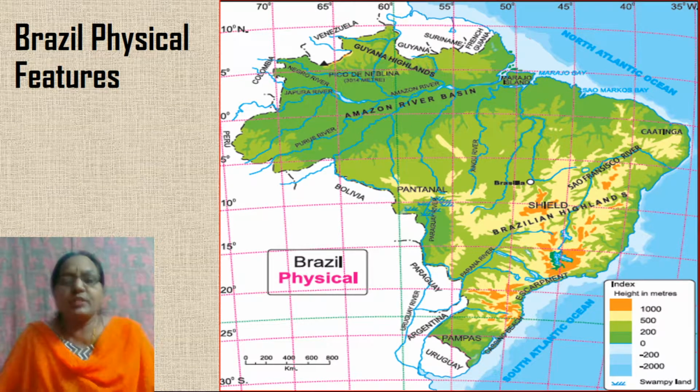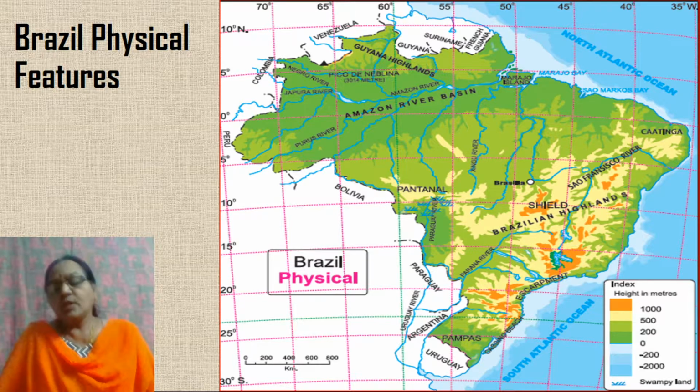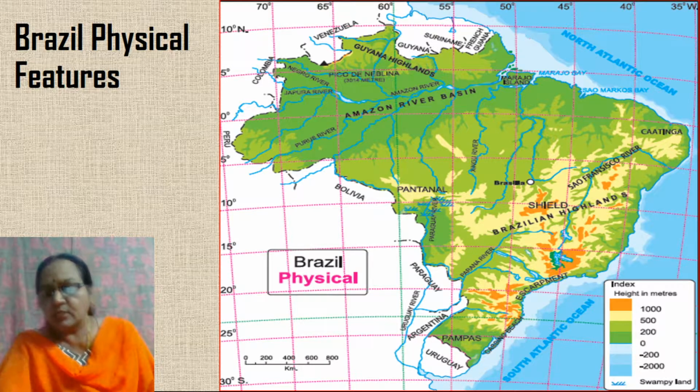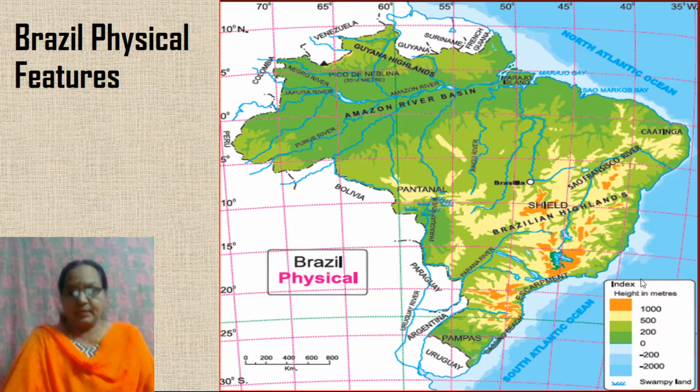Under the physical features, we are going to study the main physical divisions, which include the highlands, then the escarpment. Then we have the plains formed by the river Amazon and the Parana-Paraguay rivers. Then we have the coastal plains and also the islands. The islands include the coastal islands as well as the marine islands.